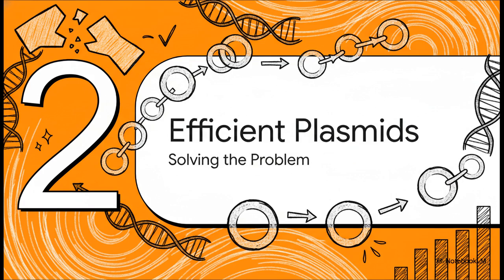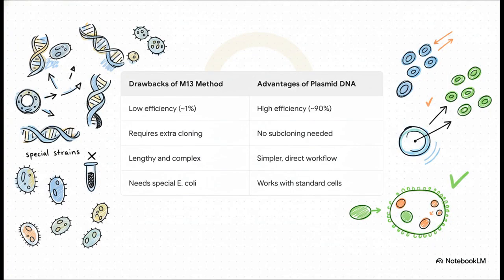Okay, so clearly a 1% success rate just wasn't going to work. Scientists desperately needed a better way. And the solution? It came from ditching the viruses and instead using these small circular pieces of DNA called plasmids. This next chapter is all about cracking that efficiency problem. And the difference between the old way and the new plasmid method, well, it was like night and day. The M13 method was super complex. It needed all these extra cloning steps and even required special strains of E. coli just to get it to work at all. But the plasmid method? So much simpler. A much more direct workflow. It worked with just your standard off-the-shelf host cells, and, this is the big one, it was way more efficient.